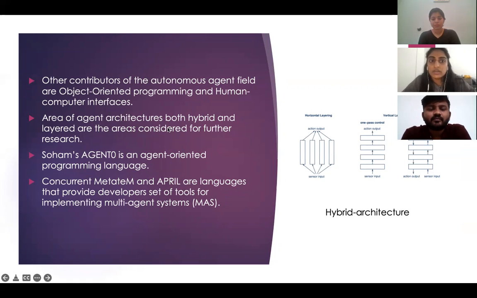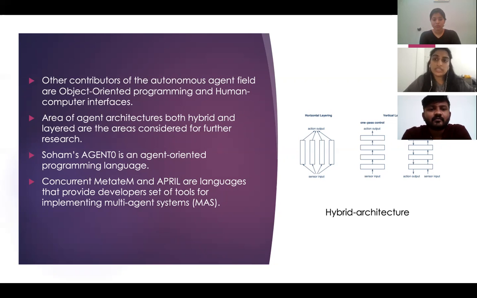And the agent architectures include hybrid architecture, and inside the hybrid architecture, it is differentiated into the horizontal layering architecture as well as the vertical layering architecture. So the research is being done on how we can improve these two architectures in a way so that agents can perform even better.